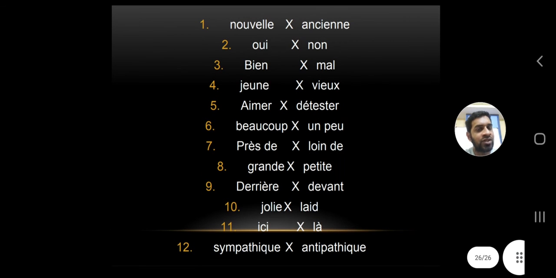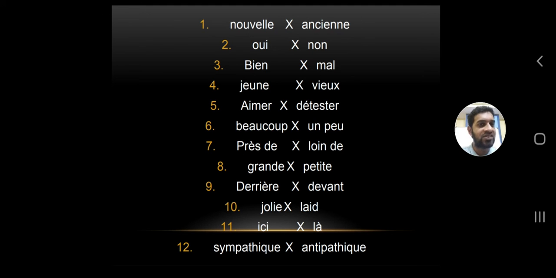So we'll finish with the opposites. Okay, so these are the opposites of lesson 1 and 2. Okay, so both combined, so we'll be asking from this, but we may ask even from the right side. You should be able to write the left side if the right side is asked. Okay, nouvelle, ancienne, new, old. Oui, non, est, non. Bien, mal, good, bad. Jeune, vieux, young, old. Aimer, détester.